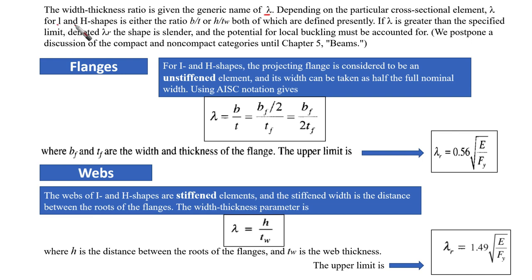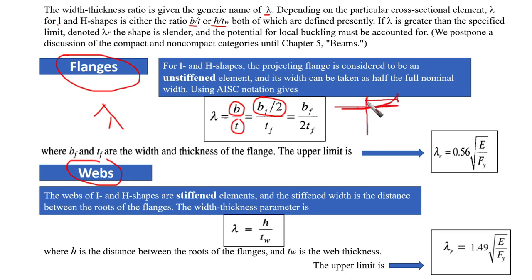For I or H shapes, lambda is either the ratio B over T for the flange or H over T for the web, both of which are defined presently. For flanges and for webs, they have different lambda. For flanges, lambda is going to be B over T, where B is B flange over 2. So this is the flange here. We're going to take this part, as I'm going to show in the next slide maybe.